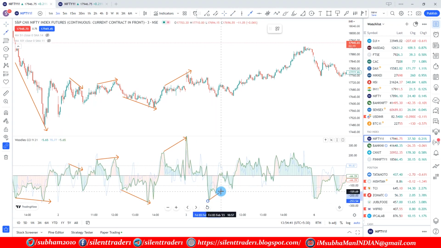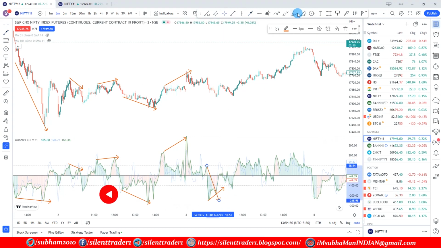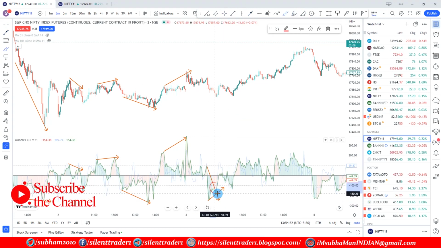Next one, CCI positive trend, price negative trend. But the middle hook is not extreme and not able to kiss our line as per logic. So, avoid.